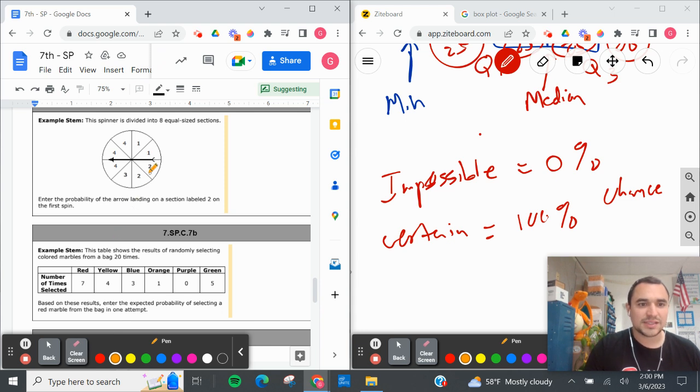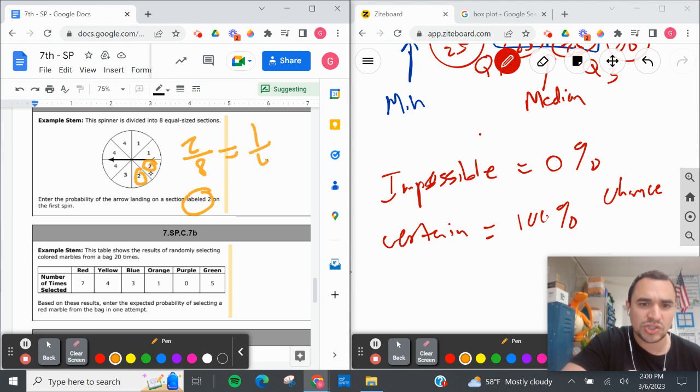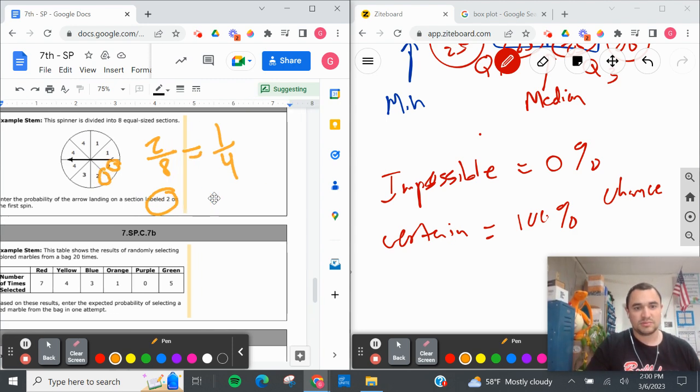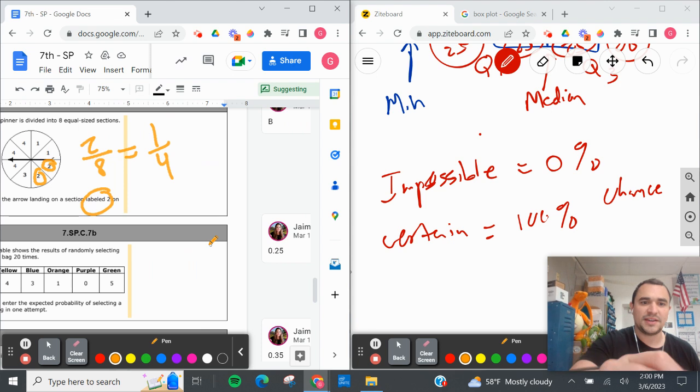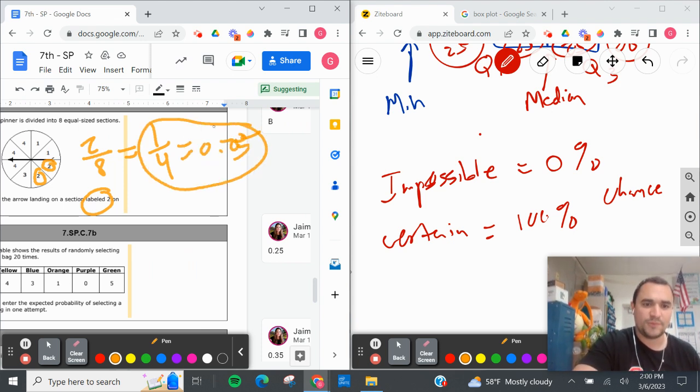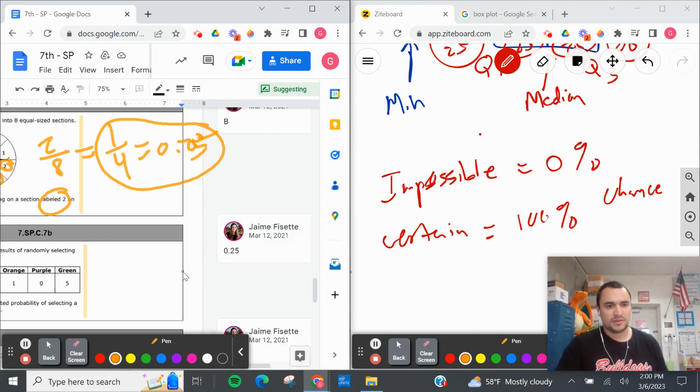All right. Next, the spinner is divided into 8 equal sections. Enter the probability of landing on a section labeled 2. So there's 1, 2. So there are 2 out of 8 sections. So the odds should be 1/4. 0.25, which is correct because that is a quarter. The probability is 1/4.